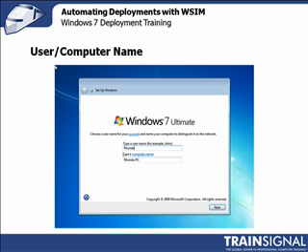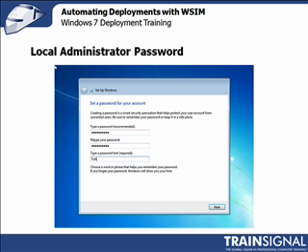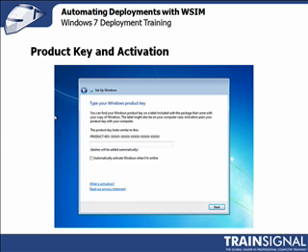The first thing you'll need to do is type in a username for the new local administrator account of that machine and a computer name. Choose what the local admin password is going to be and give it a hint. Input your product key and select to automatically activate Windows when I'm online.